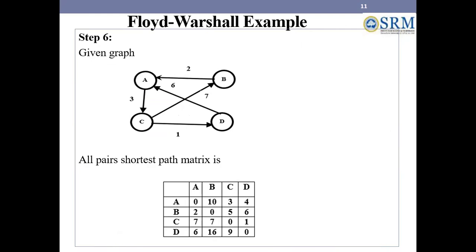So see the first row: A to A, A to B, A to C, A to D. Then see the second row: B to A. A to B is different, B to A is different. This is because it's a directed graph. So this is the final shortest path between every pair of vertices in a graph. The output is the shortest path matrix.